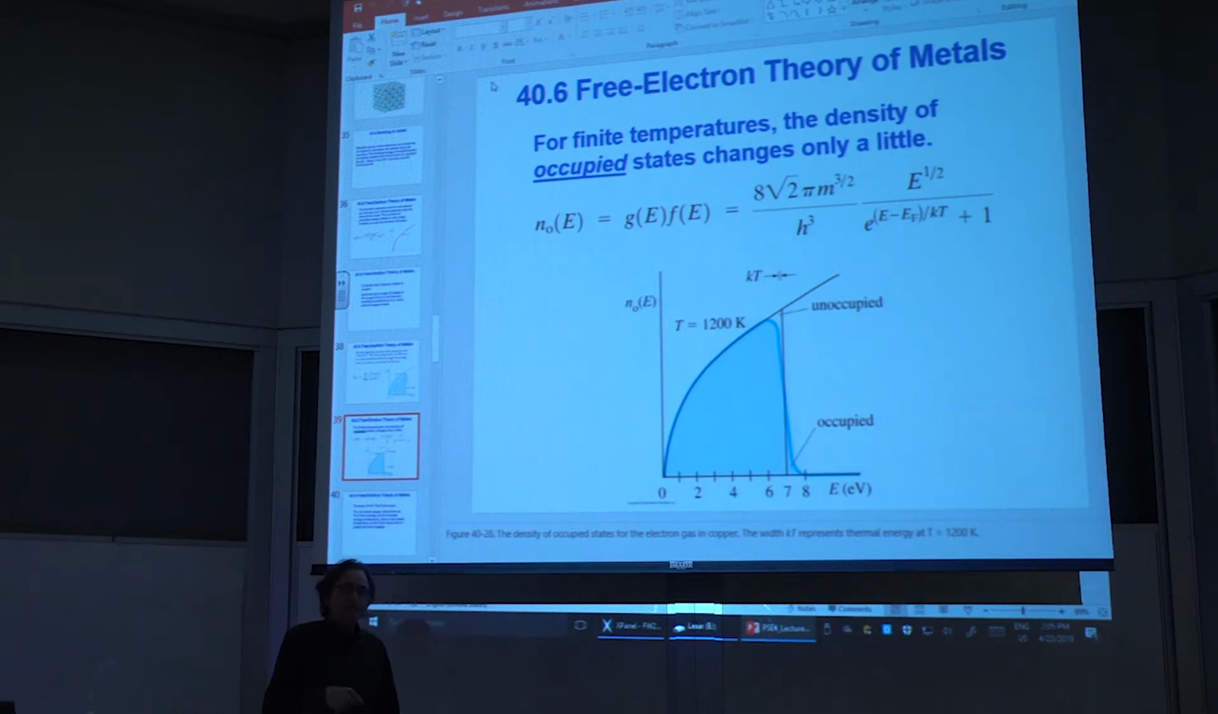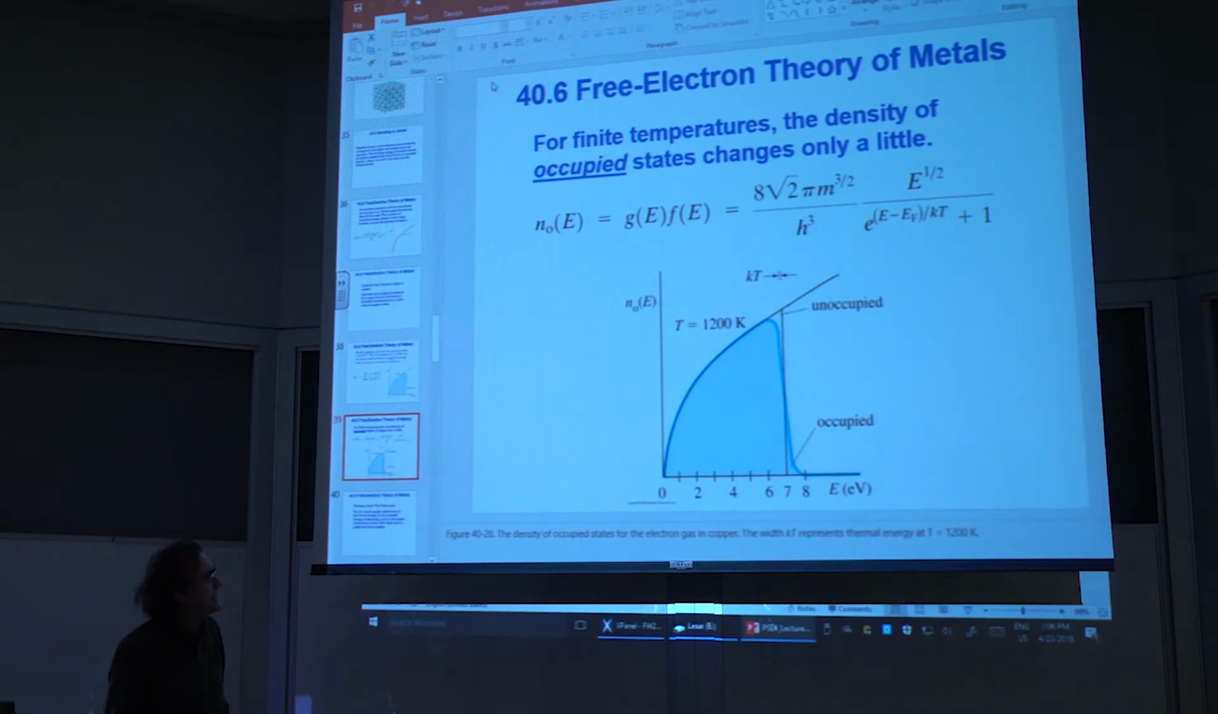And so this is a derivation that comes from thermal physics. Again, books did not have the ability to go through thermal physics, so we state it here without proof. But if I multiply the number of possible states, g of E, so that's this square root of E function that you can see increasing as the square root here, times the probability that they're occupied, multiplied together that will give us the density of occupied states. And it only changes a little with temperature.